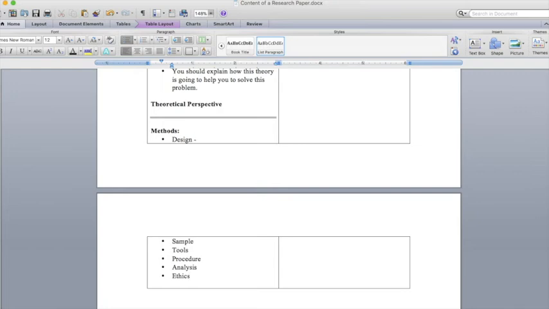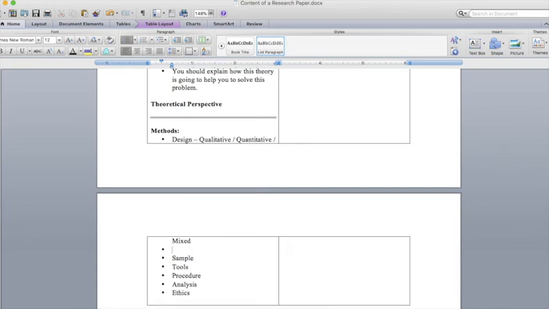Design. Is this a qualitative study? Is this a quantitative study? Or is this a mixed design? Qualitative means you will be interviewing individuals, you are asking questions, and based on that you are documenting your findings.